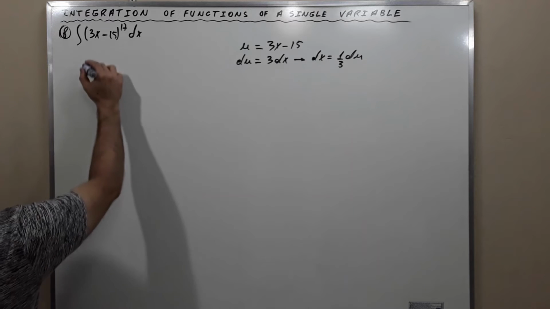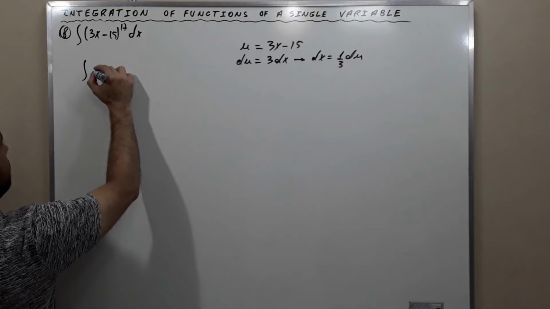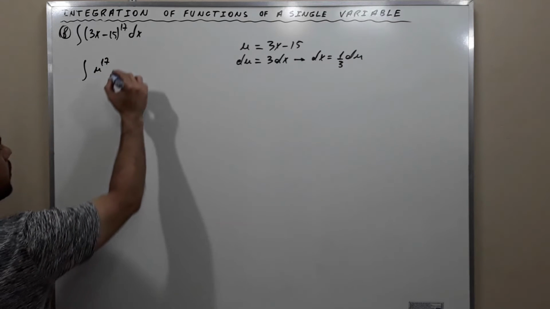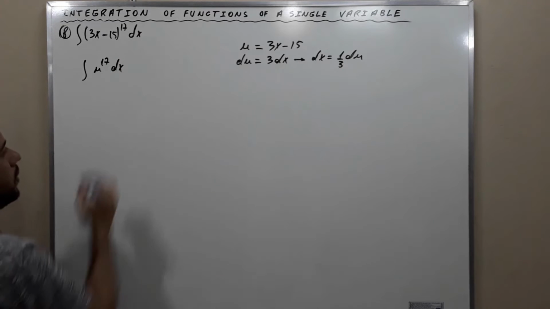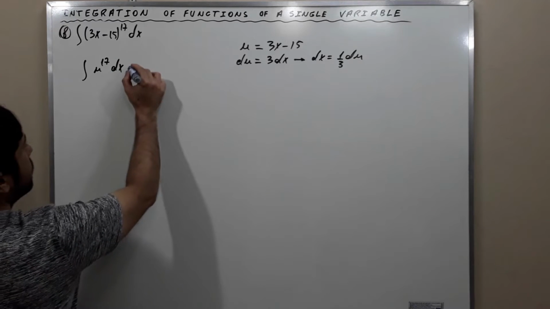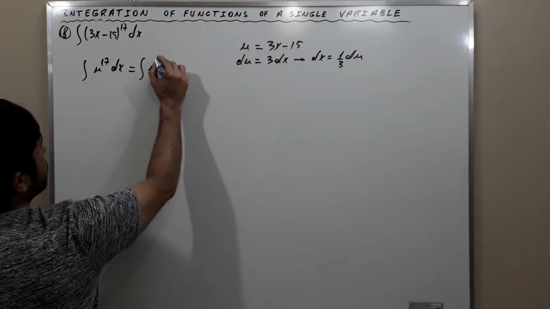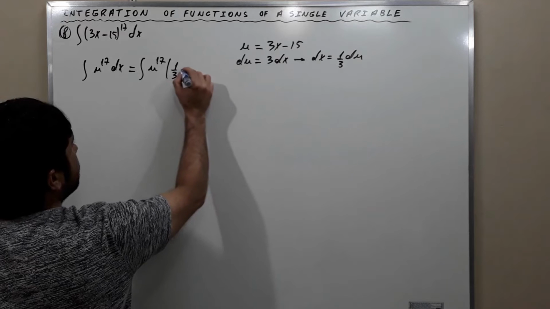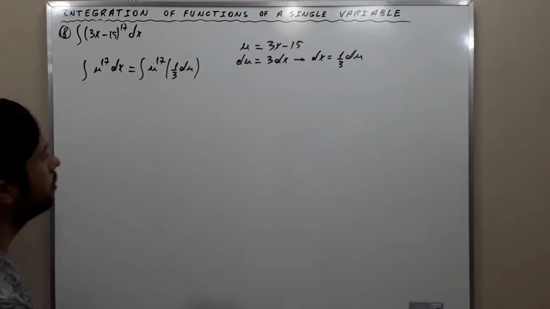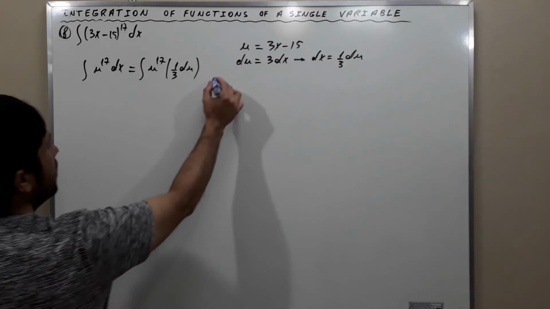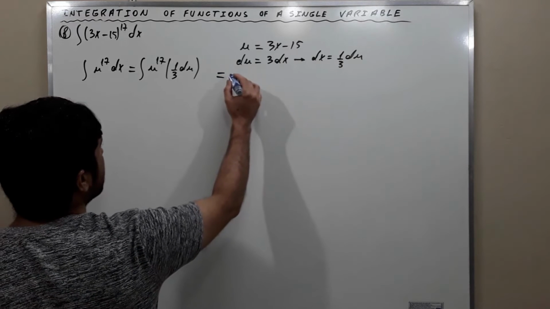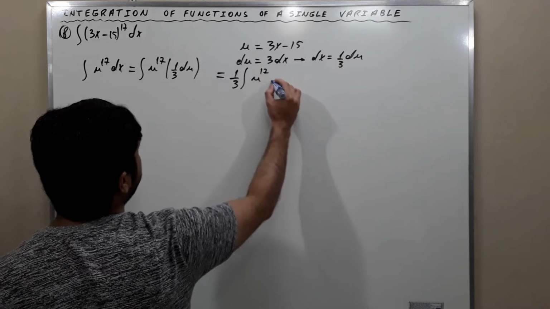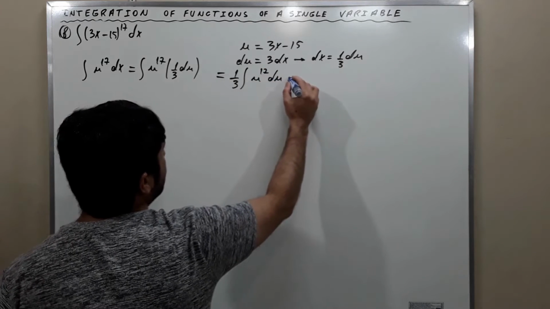And then it is going to be the integral of u raised to the power 17 dx. And we are going to now use this result here and say that it is a third of du. Alright? And from this we get that it is a third of the integral of u to the 17th power du.